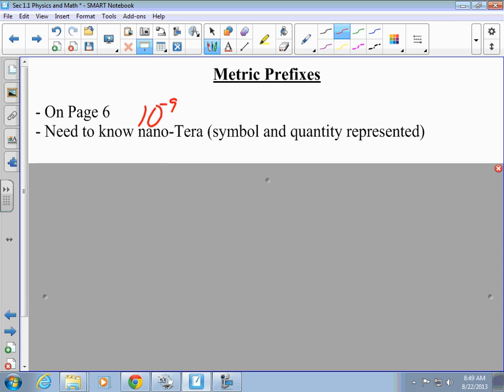And as you work your way up, you're still increasing by 3. Kilos, 10 to the 3rd. Megas, 10 to the 6th. Gigas, 10 to the 9th. And tera is 10 to the 12th. And those you're going to have to know.